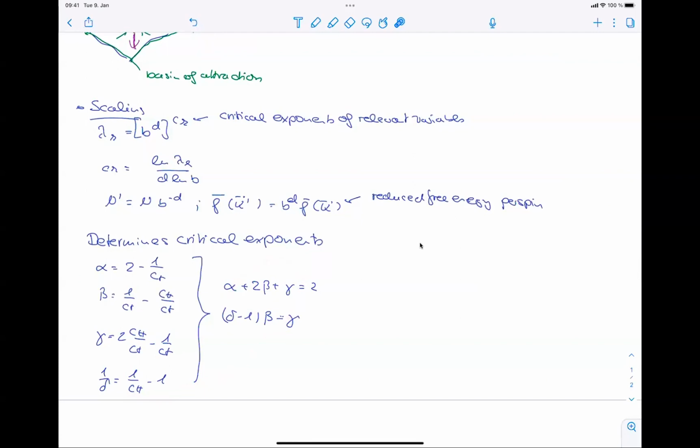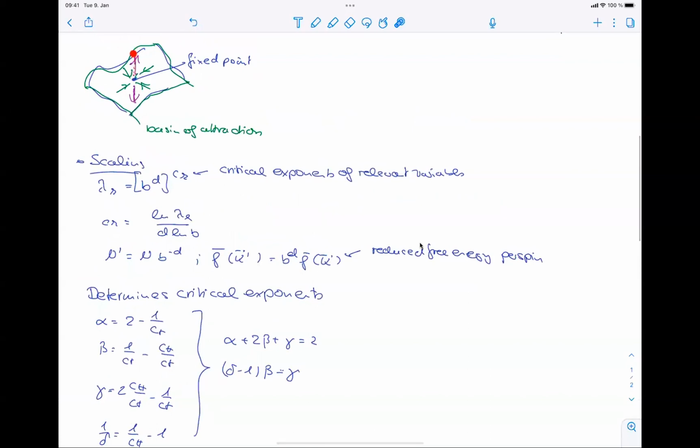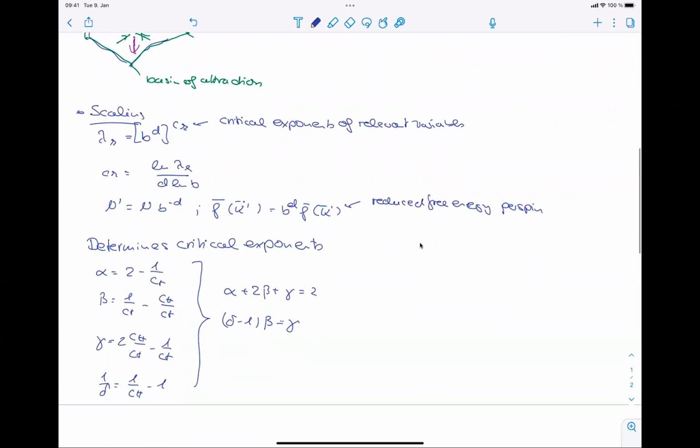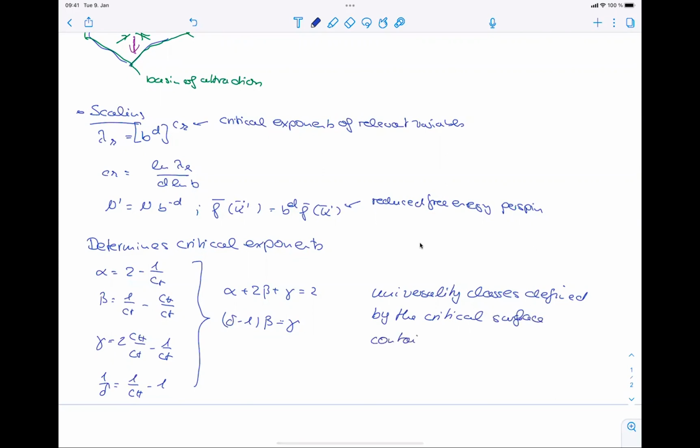And that's really just about what is the scaling under the RG transformation as I have to tune my relevant variables. And then the universality classes are defined as a critical surface of Hamiltonians containing the fixed point.